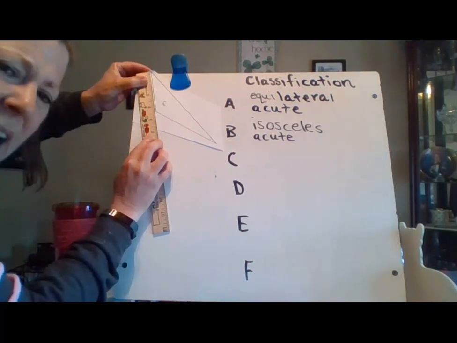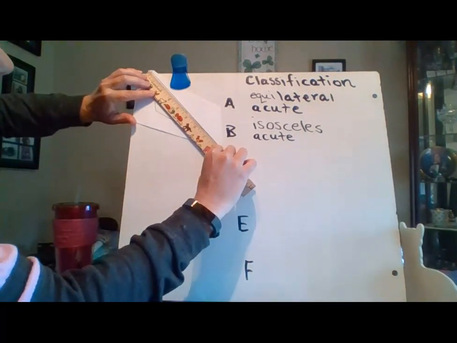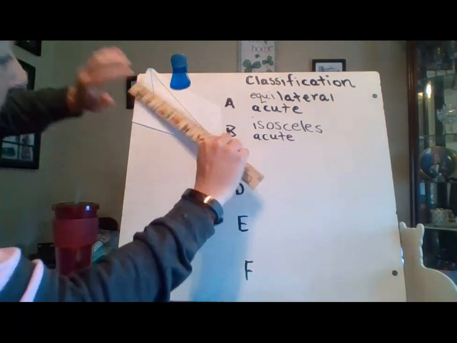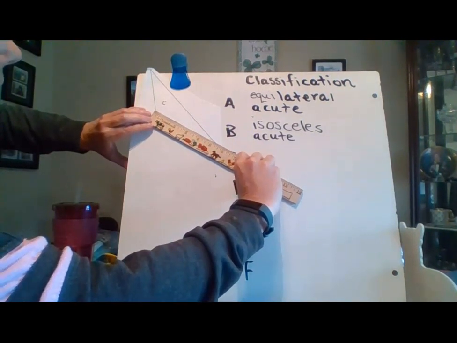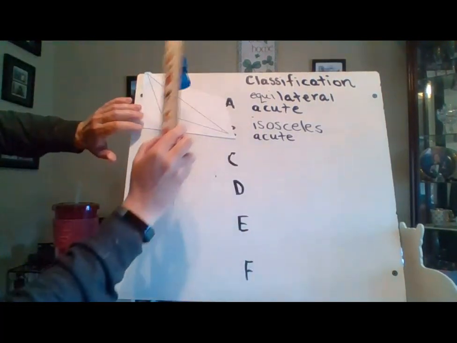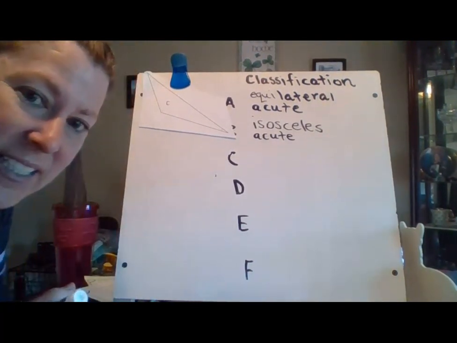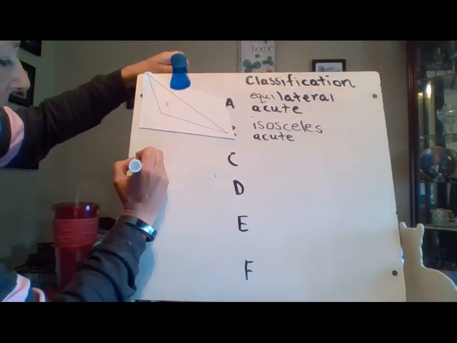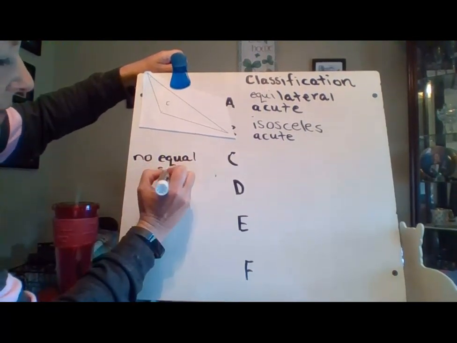This side, the shortest side, is about 3¼ inches. This side here is almost 8. And this one is about 5. I'm just going to double check this. Oh, wow. So each of the sides are different. No equal sides.